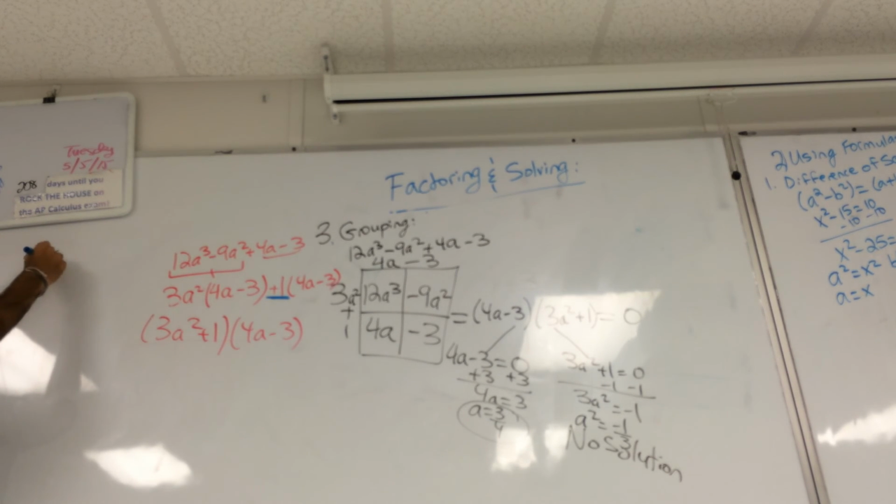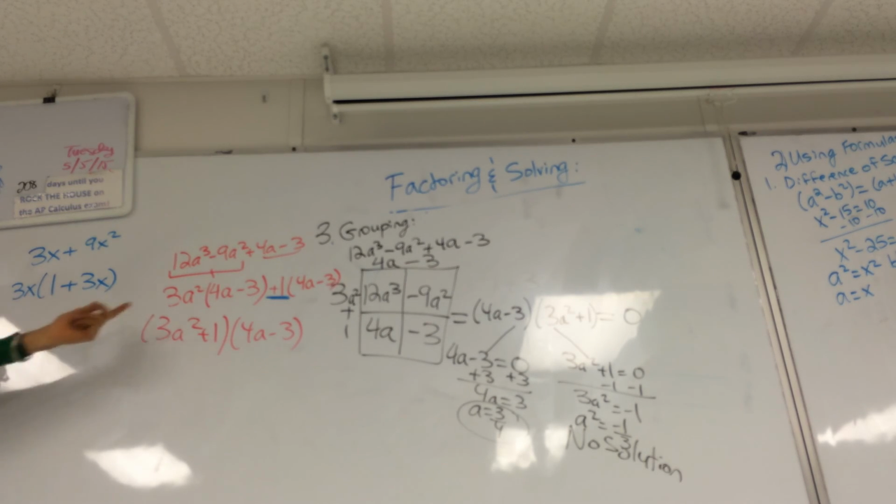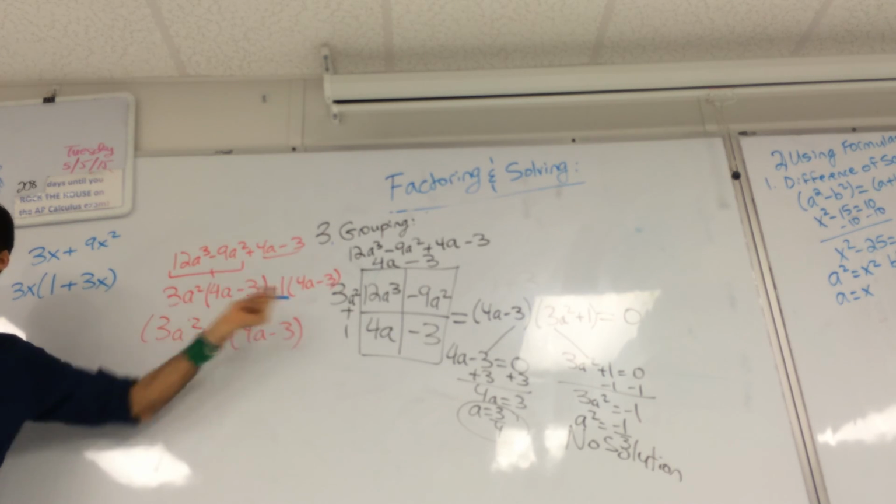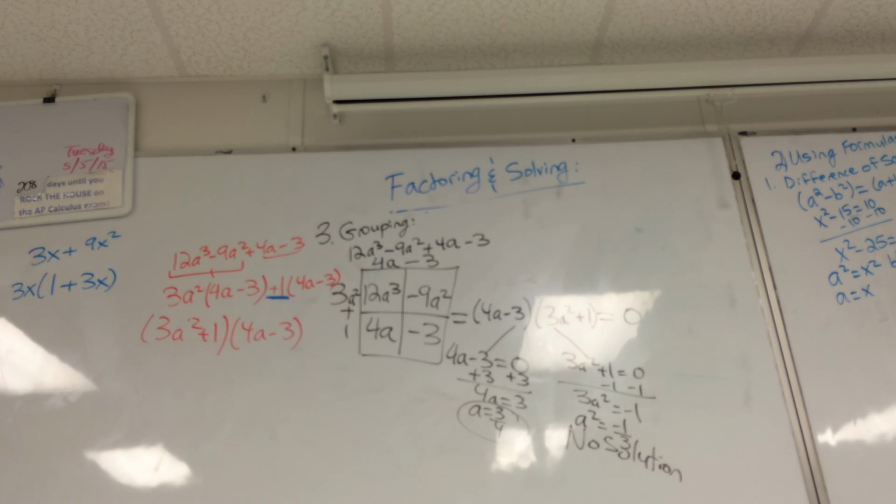If I had 3x plus 9x squared, to factor this you would say, let me take out a 3 and let me take out an x, because they both have a 3 and at least one x. So you would say this is 1 plus 3x. But you did not add them first, right? You just factored it out. And then you had this times this. So you're just factoring out 4A minus 3, and then multiplying by what you have left.